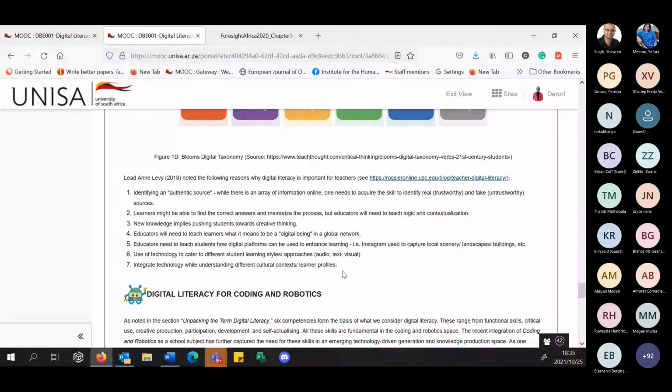Learners might be able to find the correct answers and memorize the process of how they got there, but as educators, we now need to teach the logic and the contextualization behind the process. New knowledge also implies pushing students towards creative thinking. You now have access to all these skills, digital skills, digital ways of thinking, digital ways of engaging content. How do we then apply that to creative thinking? Educators will need to teach learners what it means to be a digital being in a global network.